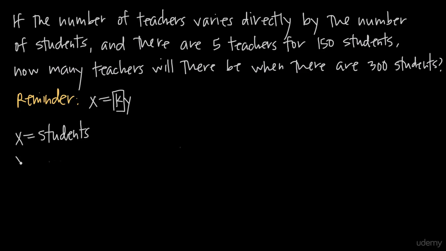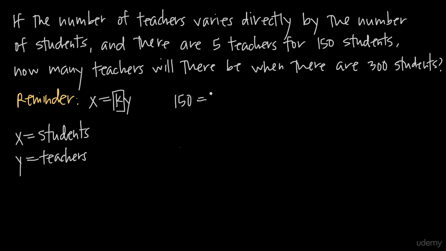So X is going to be students and Y is going to be teachers. Okay, so we always have to remember that. So now it says there are 5 teachers for 150 students. So we want to plug in 150 students for X, so we're going to get 150 when we plug this in for X right here.